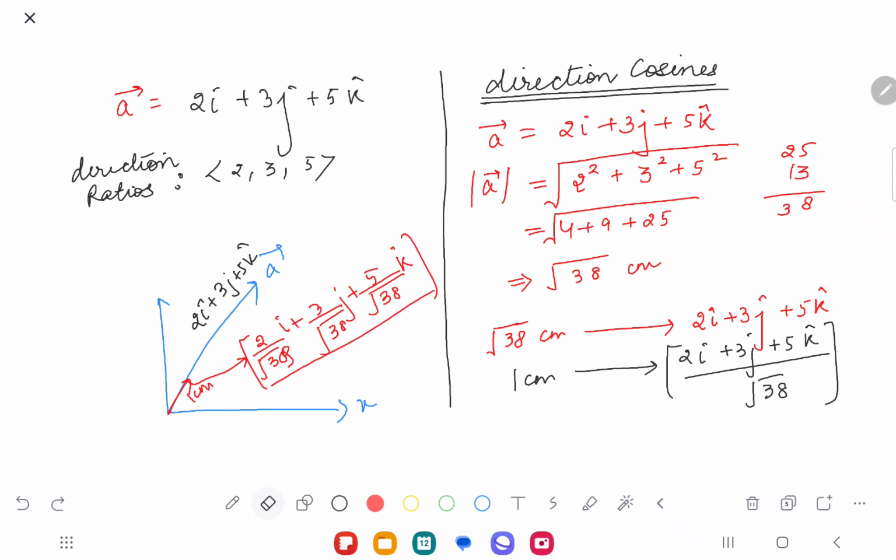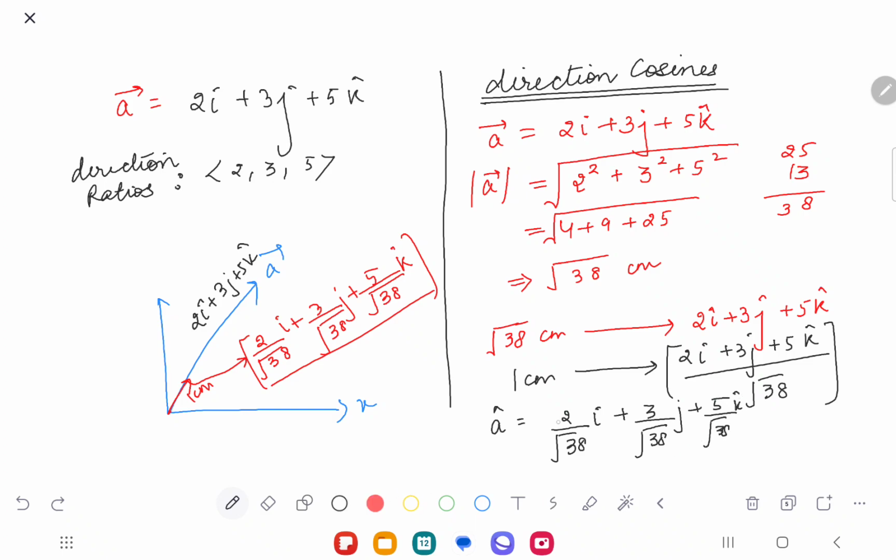You understand my point? Yes, ma'am. So, along the same direction, another vector of length 1 centimeter. That is a unit vector that we have calculated already. So here, if I write down the a cap vector, it shall be 2 over root 38 i cap plus 3 over root 38 j cap plus 5 over root 38 k cap.